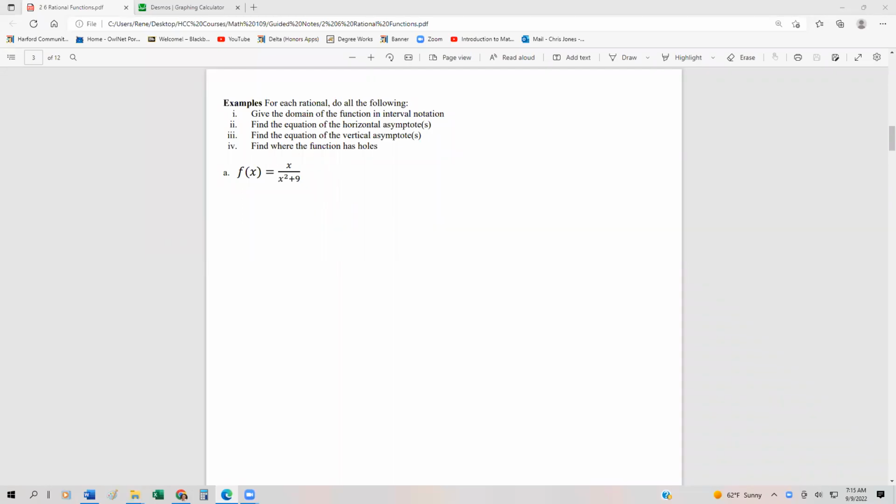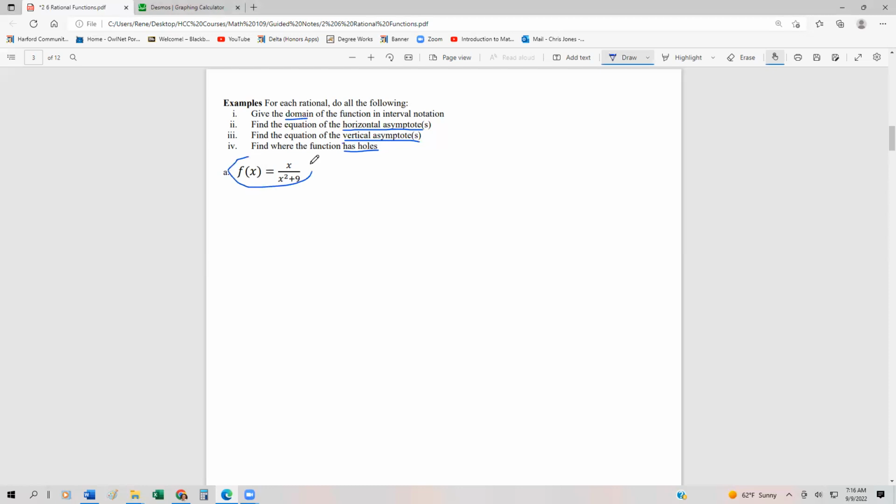In this video, we're going to actually implement some of the things that we looked at in the previous video, where we defined what a rational function was and how to find the asymptotes and holes. In this video, we're going to take a look at a number of different rational functions, and we're going to find the domain, which we've been able to do all semester. But then we're also going to find the horizontal asymptotes, the vertical asymptotes, if they exist, and then where the holes exist, if any, for the function.